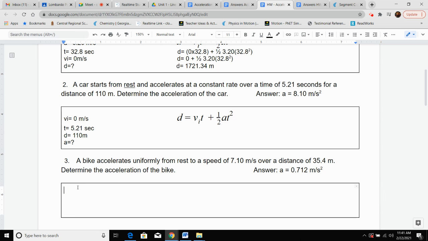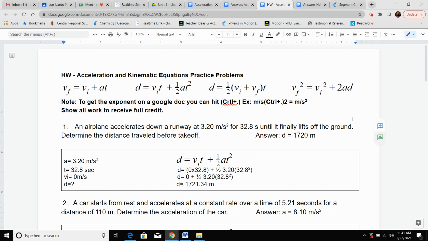Here, we got a bike that accelerates uniformly from rest, VI is 0, to a speed of VF 7.10 in a distance of 35.4 meters. Determine the acceleration. So what equation has VI, VF, D, and A?